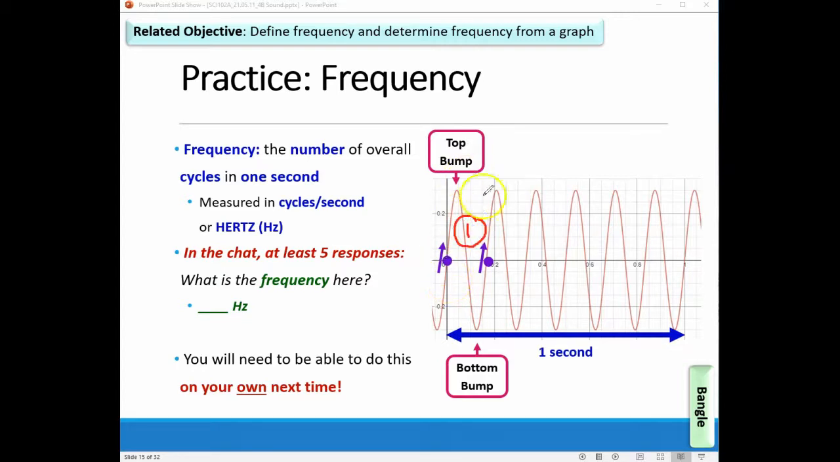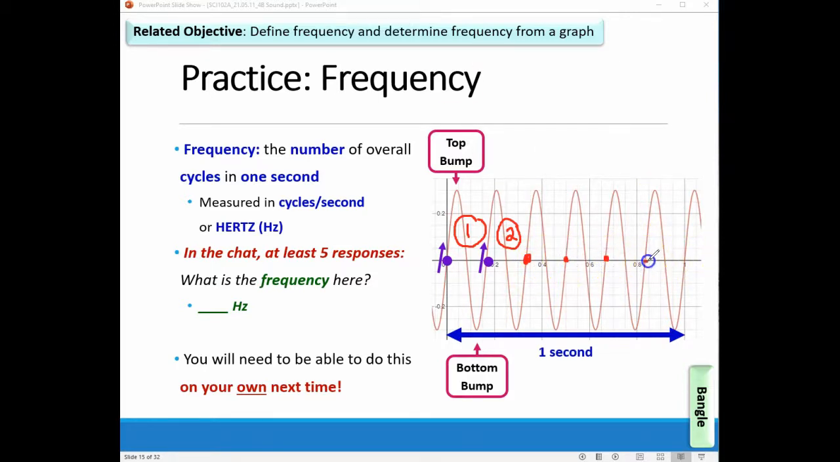All right, and then moving along, we're going to follow this and see a top bump and a bottom bump. So my second cycle ends here. All right, so this is my second cycle right here. And then continue to move along. I have a top bump, a bottom bump. Here's my third. Top bump, bottom. Here's my fourth. Top bump, bottom, fifth. Top bump, bottom, sixth.